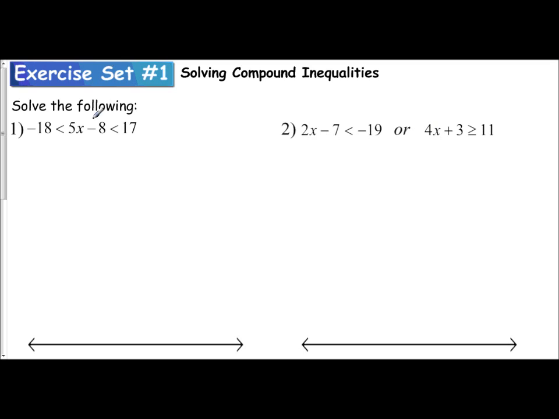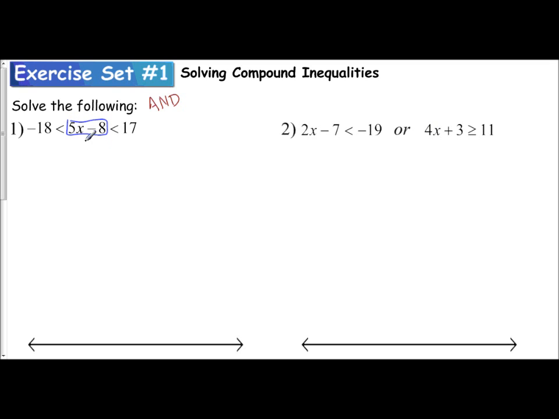So if we look at the first example, we have negative 18 is less than 5x minus 8, which is less than 17. This is an example of an AND compound inequality. We can see it set up where your variable expression is in the middle of two inequality symbols. And so what we're going to do is focus on the middle. We're going to focus on how I would isolate the x value in the middle of this compound inequality statement.